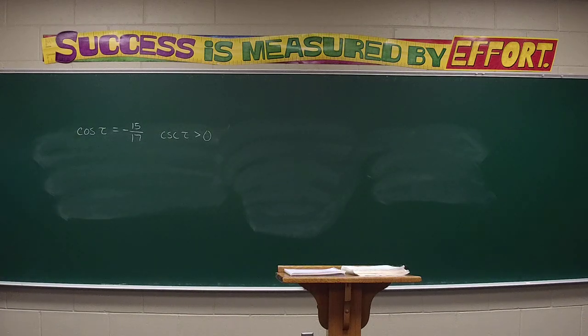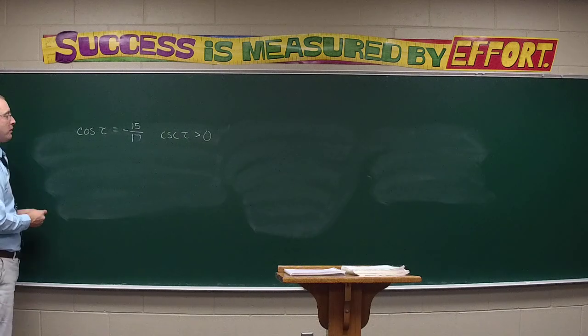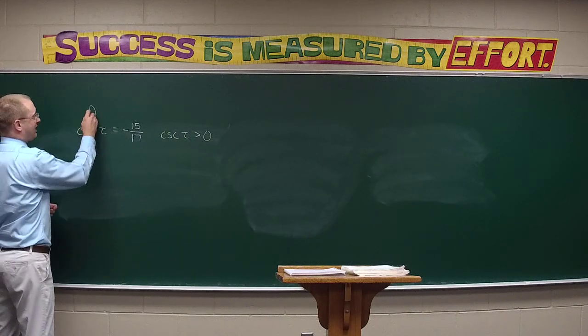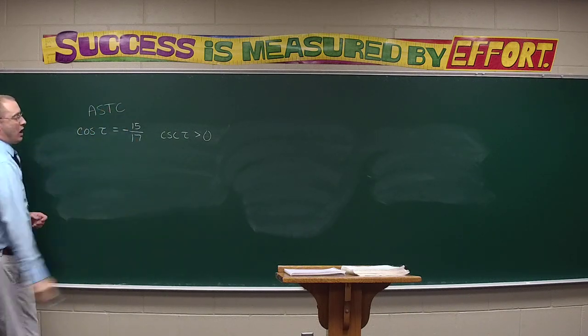All right, so we were given cosine of tau is equal to negative 15/17, and the cosecant of tau is greater than 0. First thing I like to do is figure out what quadrant we're in.